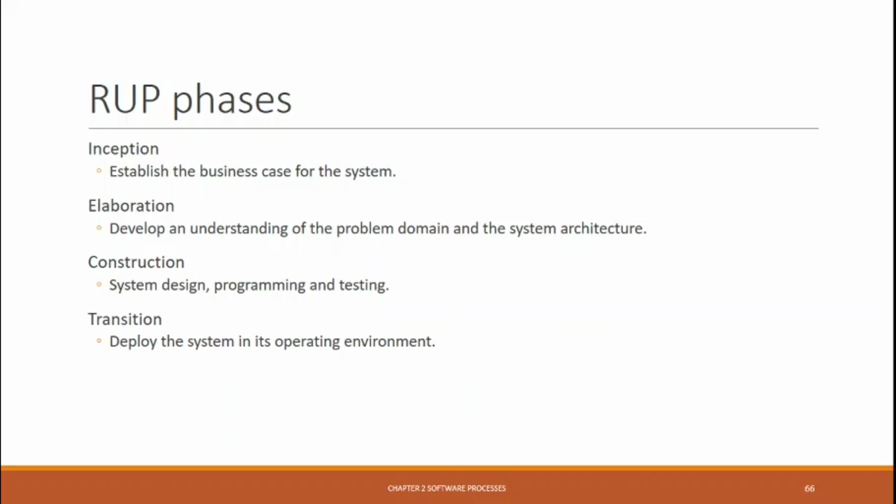In the construction, it is system design, programming, and testing. So the system design, as well as the programming language being used, and after that you have to test the test cases of the application. Then transition: deploy the system in its operating environment. Once you develop a product, the next stage is making use of the system in an operating environment. So these are the four phases in the RUP, the rational unified process model.